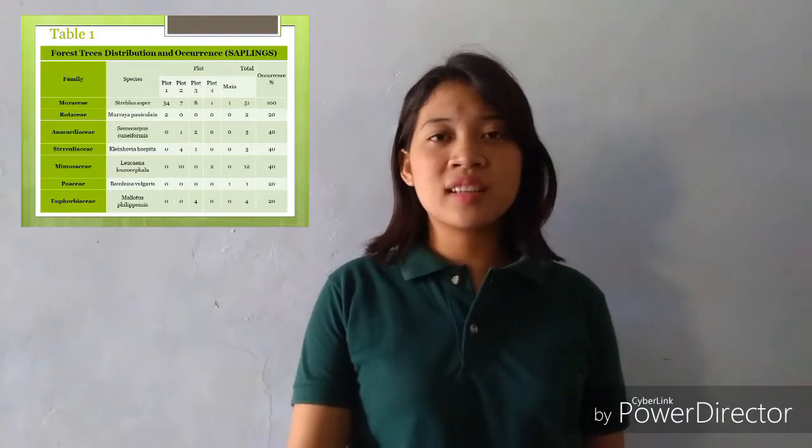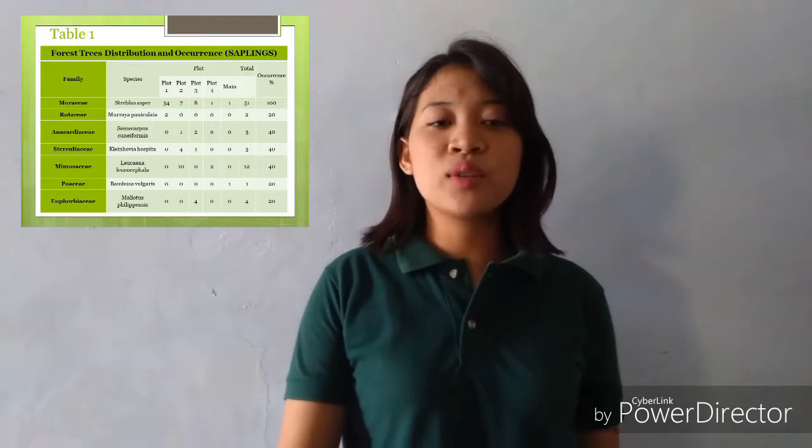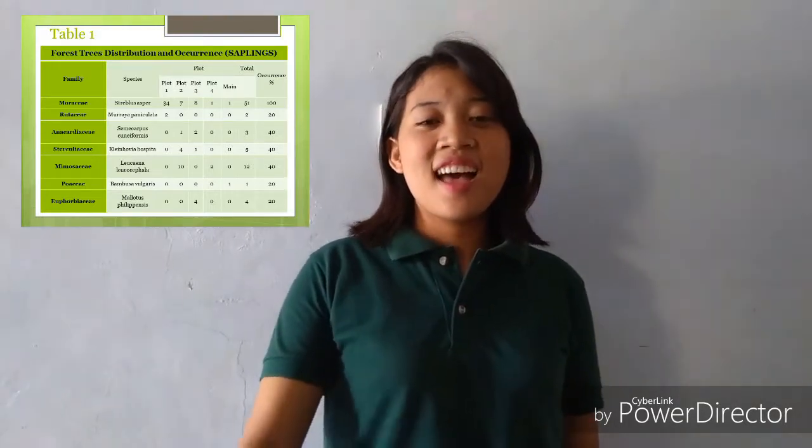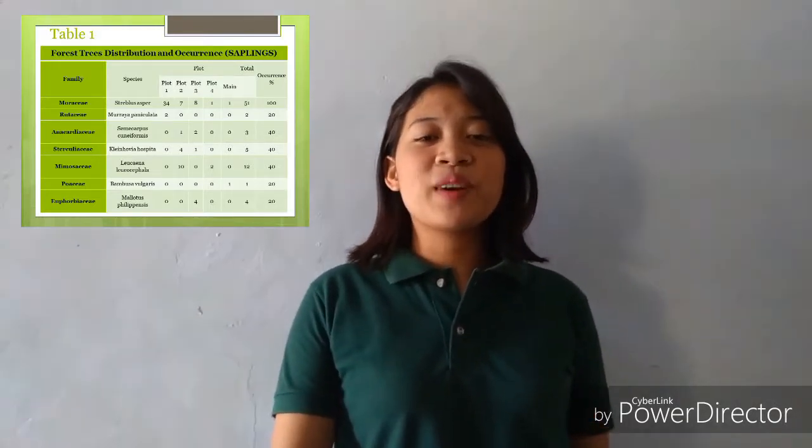Distribution, occurrence, and population diversity analysis of the forest trees present in the northeastern slope of Mount Arayat. Table 1 shows the distribution and occurrence of the forest trees present in the northeastern slope of Mount Arayat. Streblus asper from Moraceae occurred in all plots, with a total of 51 saplings. Murraya paniculata from the Rutaceae family occurred in plot 1 with a total of 2 saplings.